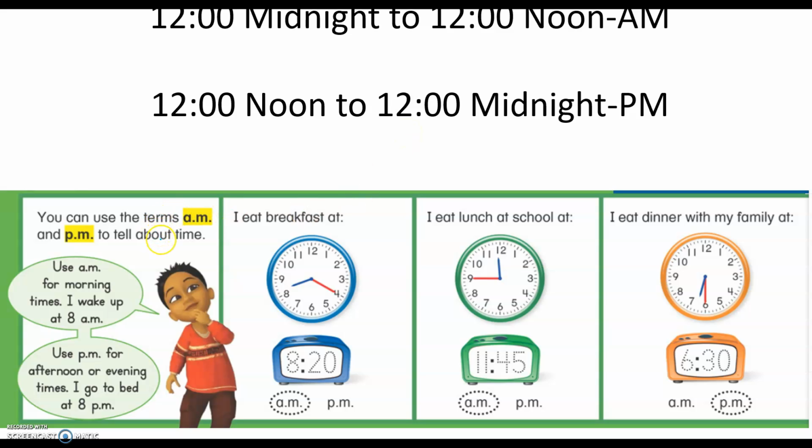We use the terms AM and PM to tell about time. We use AM for morning times and PM for afternoon and evening times. So you might say you wake up at 8 AM and you go to bed at 8 PM.